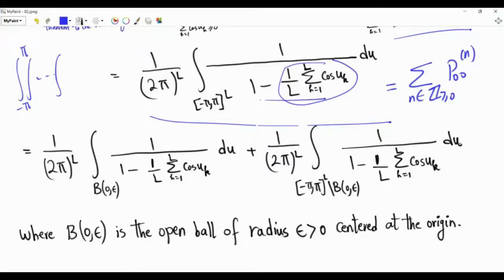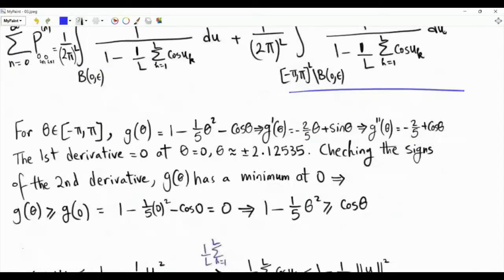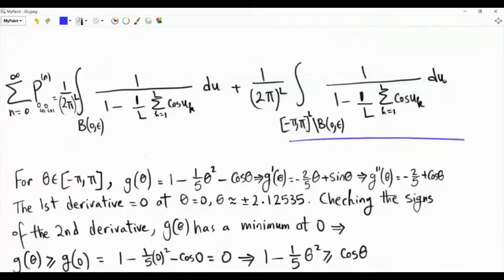But based on this observation, it seems that the way to go is to split the integral into two integrals. In one of them, we will focus on the origin. So we will restrict the domain of integration to an open ball of radius epsilon, some positive number, centered about the origin, and then the rest of the domain of integration. This integral here is finite. We can show this by using the inequality that cosine theta is less than or equal to 1 minus 1/5 of theta squared, for theta between minus pi and pi. And this can be verified using standard calculus techniques.